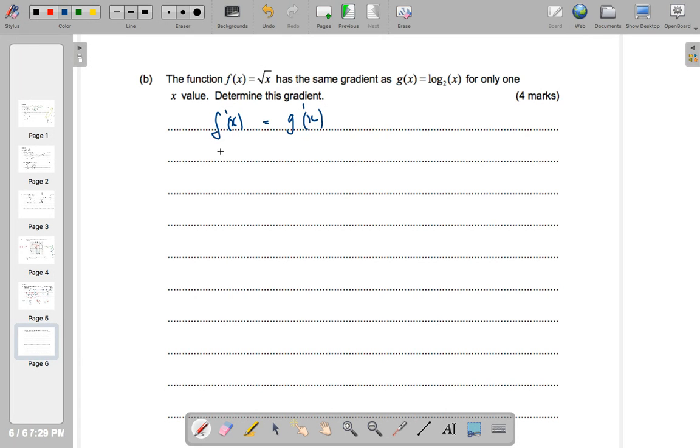Now, f dash x, okay, so we've got the square root of x. So I'll just go over that again. The f of x is x to the half.